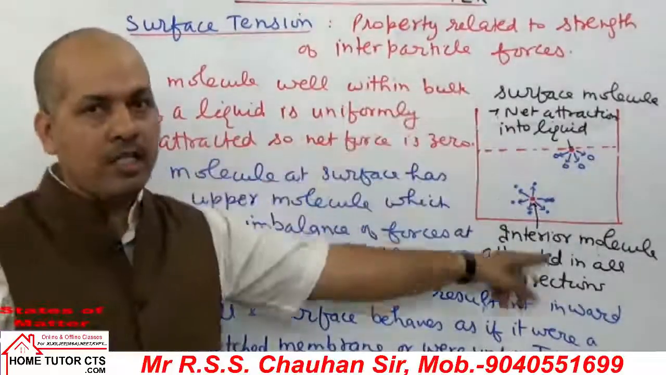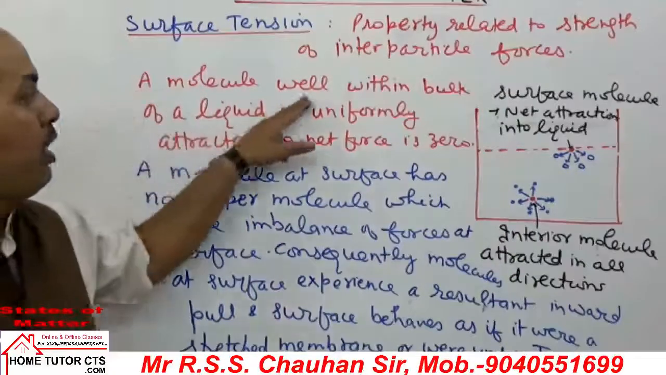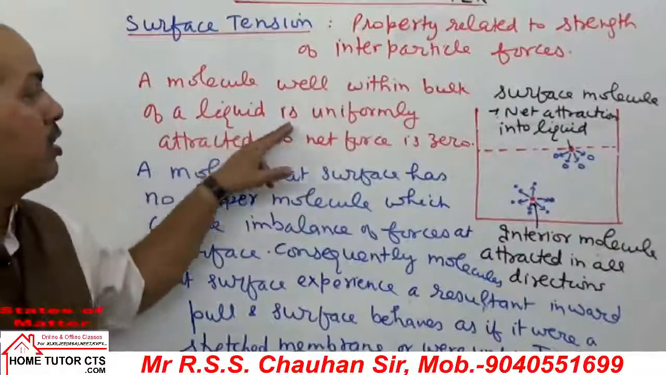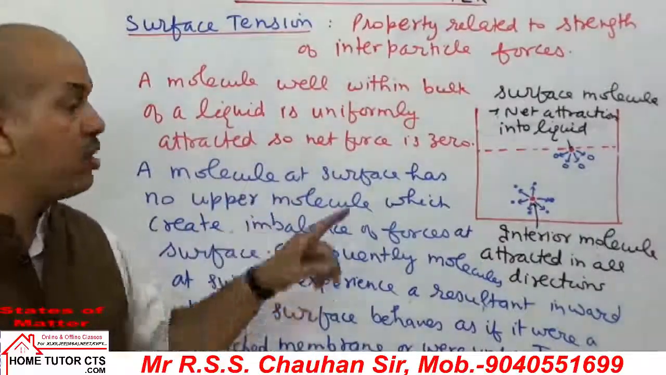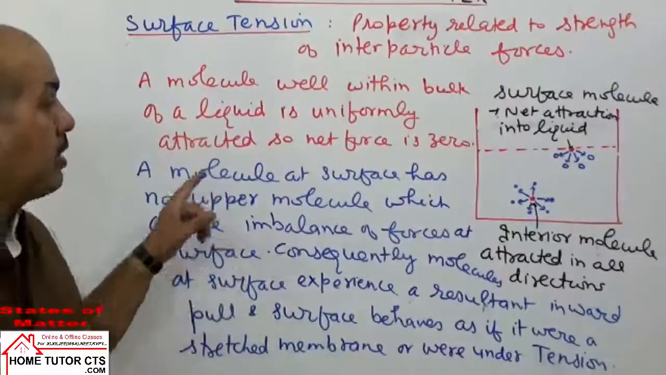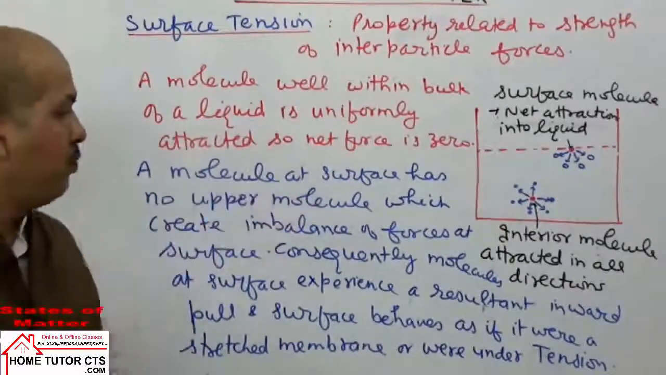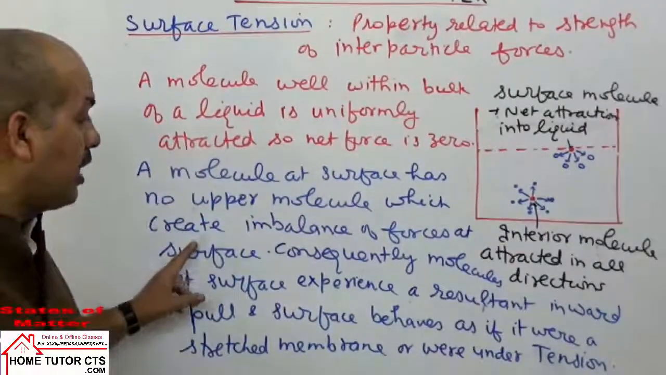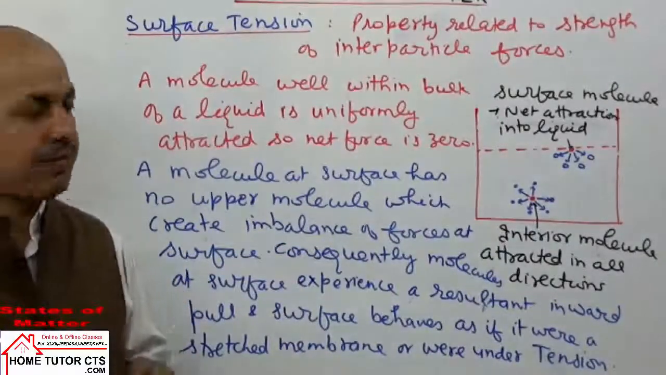First draw the diagram, then write down this entire information. What is written in it? A molecule well within the bulk of a liquid is uniformly attracted in all directions, so the net force is zero on this molecule. Now the second case: a molecule at the surface has no upper molecule. So what happens? It creates an imbalance of forces at the surface.